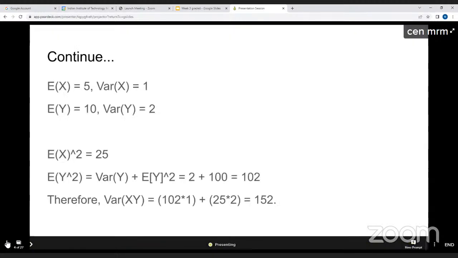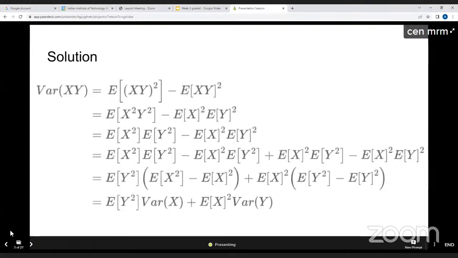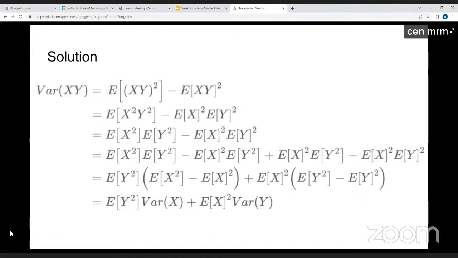Sorry, what are you saying? In the solution, you can take just till the third step. Those last three steps are not useful. You can calculate your expected value of X square and expected value of Y square using the variance of X and variance of Y. And from there, you can get your answer.